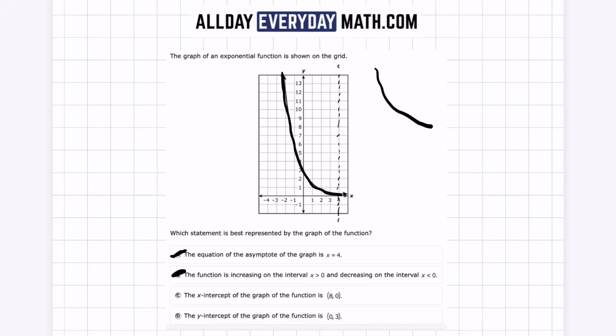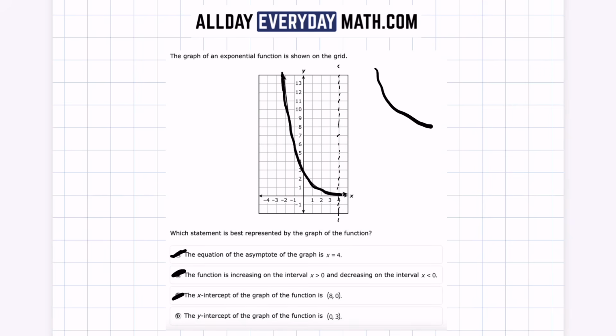Letter C says the x-intercept of the graph of the function is (8, 0), and that's not going to be true because we don't have any x-intercepts. This graph is never going to touch the x-axis. So we're going to mark out letter C.